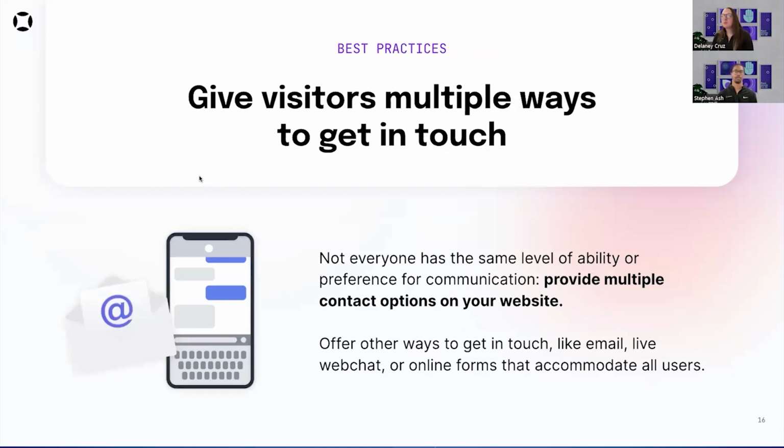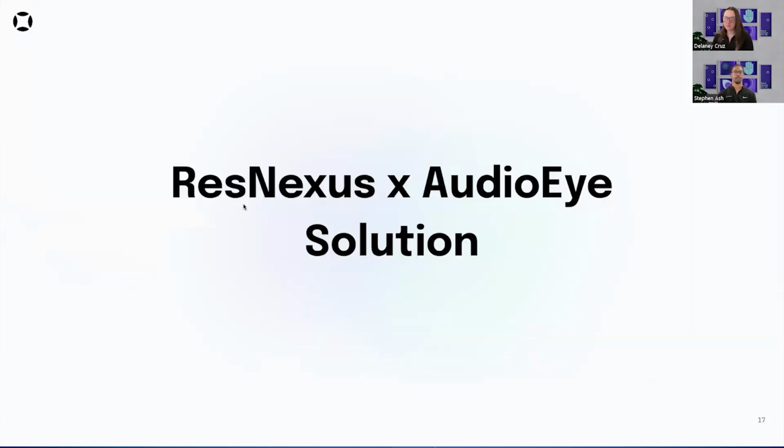Give visitors multiple ways to get in touch. Not everyone has the same level of ability or preference for communication. Provide multiple contact options on your website. Offer other ways to get in touch, like email, live web chat, or online forms that accommodate all users. Obviously, on top of that, helping to ensure that all of these forms for communication are also accessible.